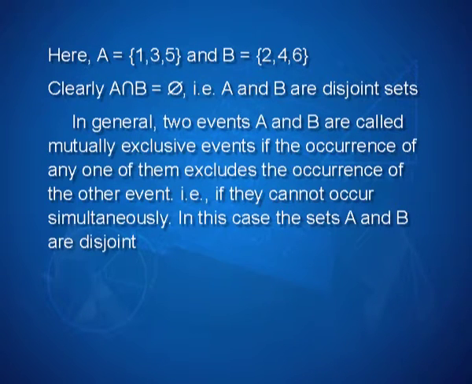In general, two events A and B are called mutually exclusive events if the occurrence of any one of them excludes the occurrence of the other event, that is, if they cannot occur simultaneously. In this case, the sets A and B are disjoint.